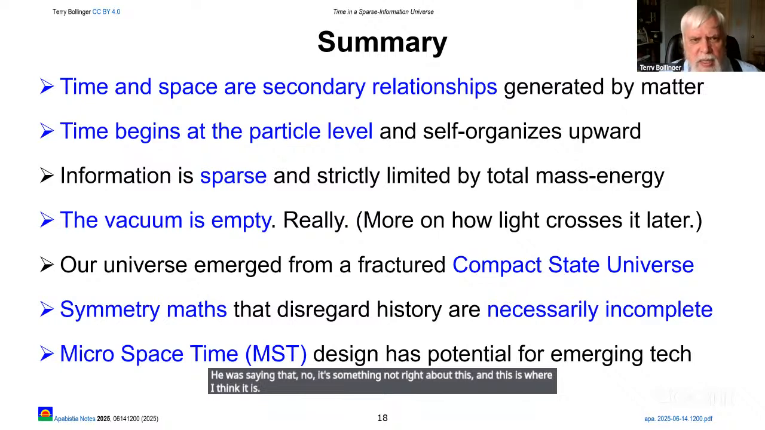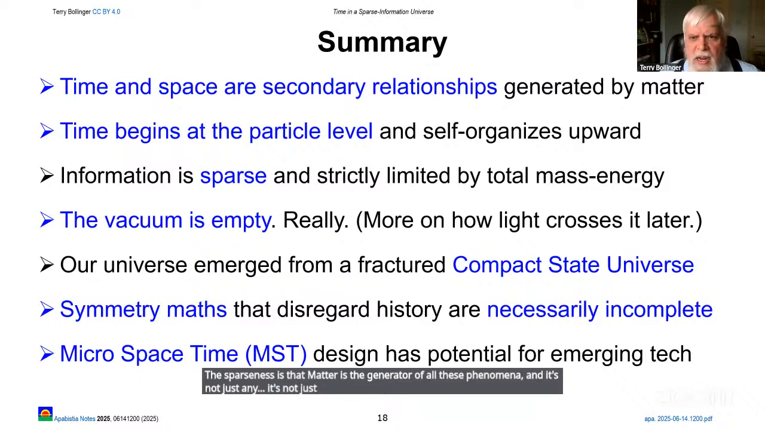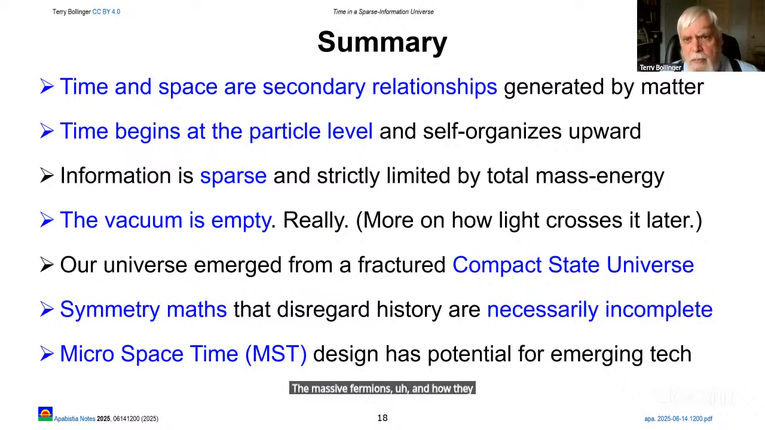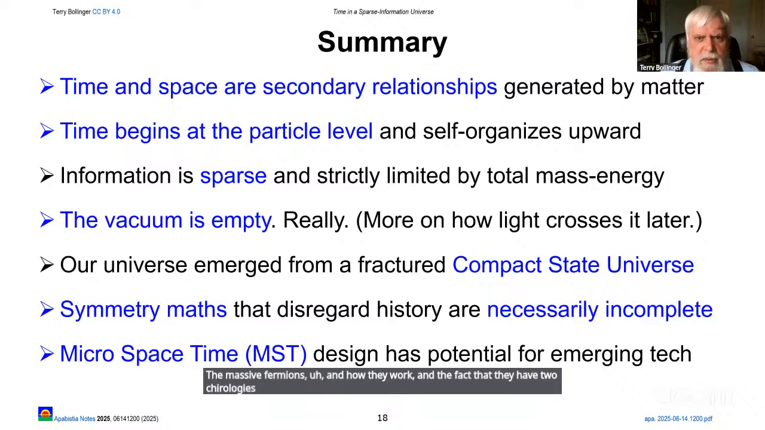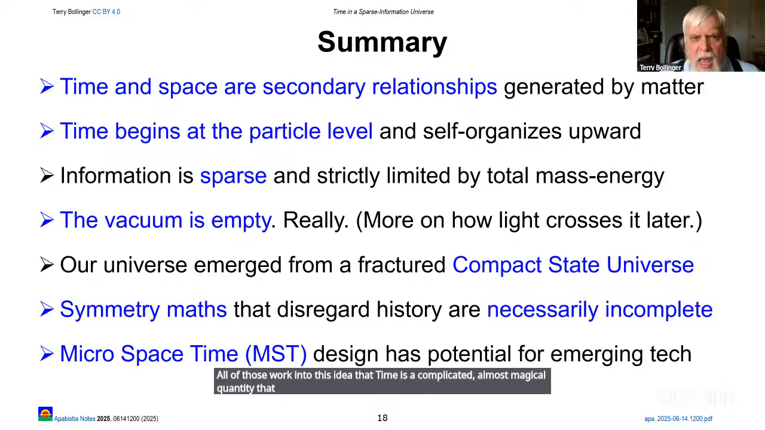The sparseness is that matter is the generator of all these phenomena. And it's not just raw mass. It's very specific constructs, fermions in particular. The massive fermions and how they work, and the fact that they have two chiralities is really interesting and important. All of those work into this idea that time is a complicated, almost magical quantity that emerges, and once it does, it allows our universe to exist as we know it. But don't assume it as a given.